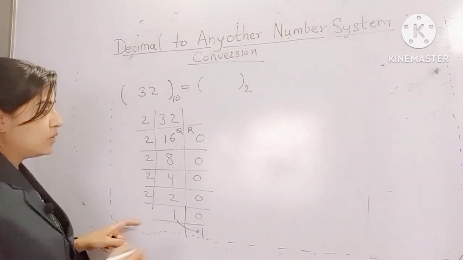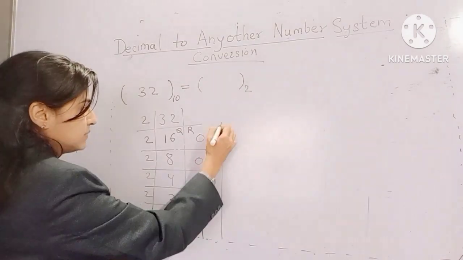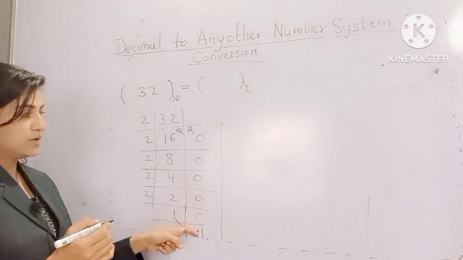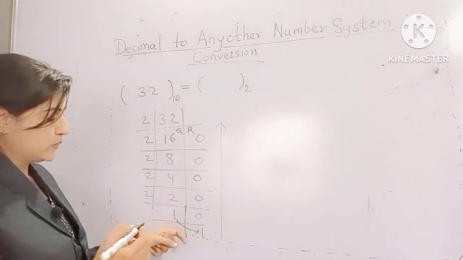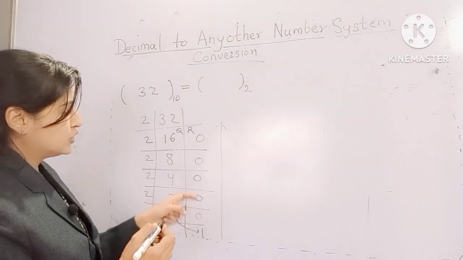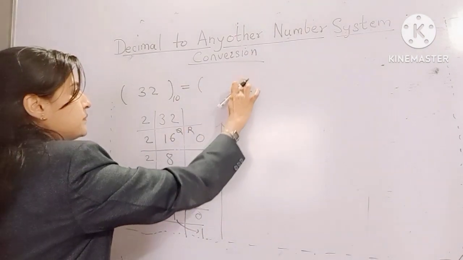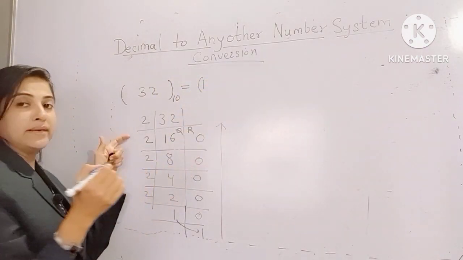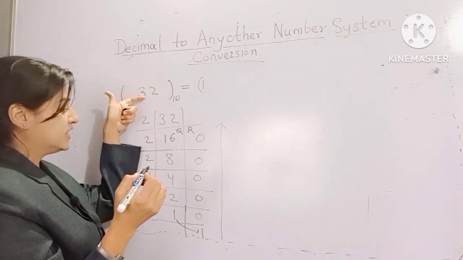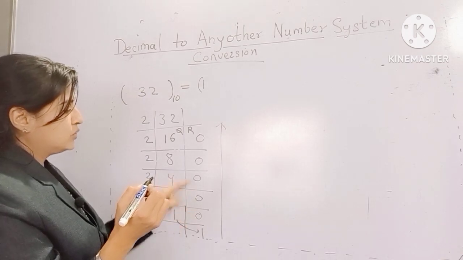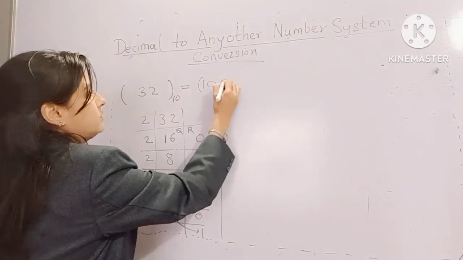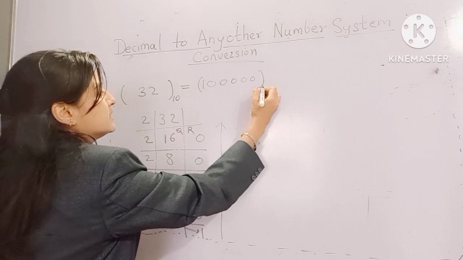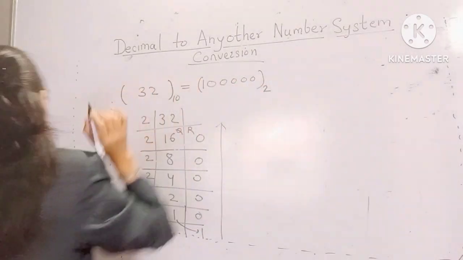Now the important last step: we have to go from bottom to top. We have to follow this sequence. So 1 0 0 0 0 0 will be the binary equivalent for the decimal number 32, that is 1 followed by 5 zeros. So this is the binary equivalent for this decimal number.